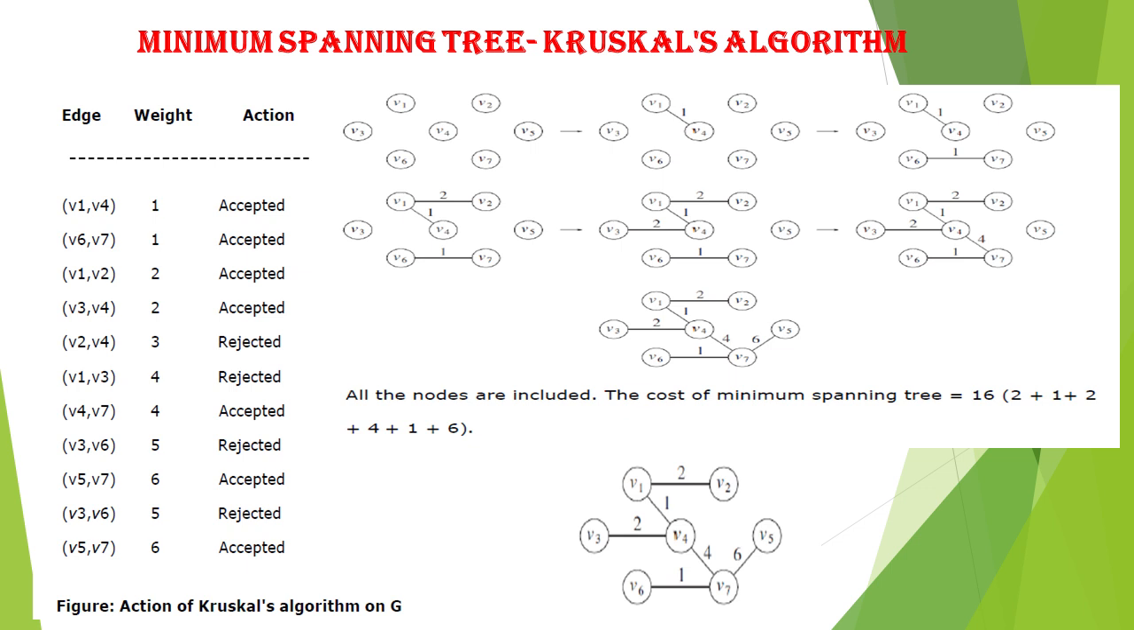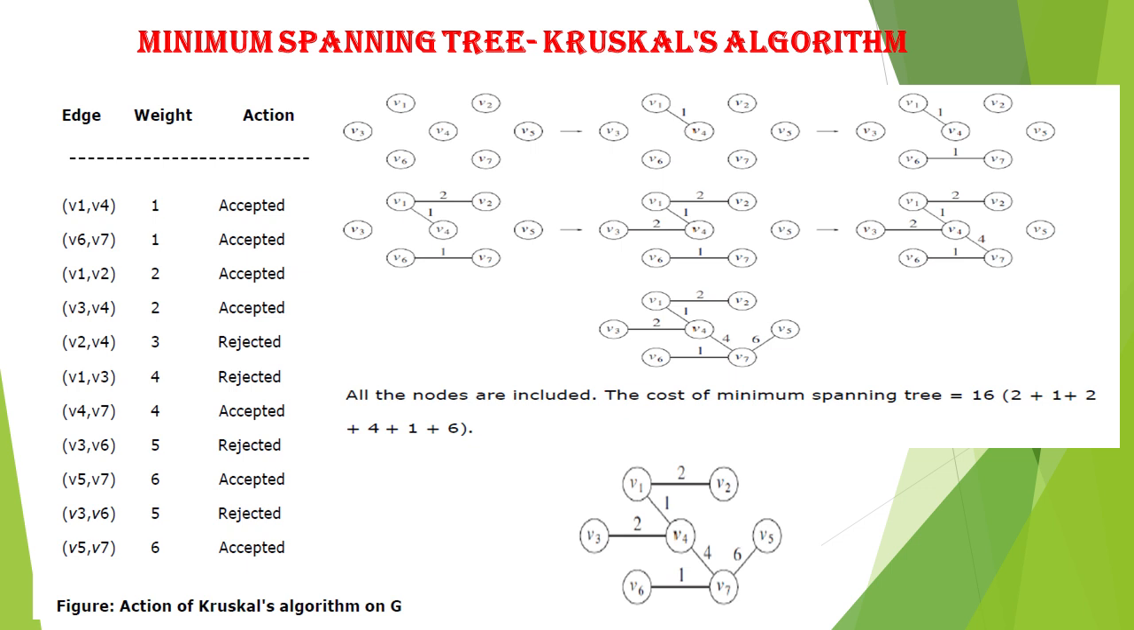And next is V2 to V4. While including V2 to V4, a cycle is created, that is V1 to V4, V4 to V3, V3 to V1. So a cycle is created, so this edge should be rejected. Next edge, V1 to V3. When you include this V1 to V3 also, it will create a cycle, so we have to reject this edge.